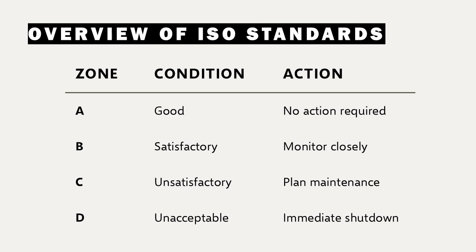Alarm limits are typically defined in terms of overall vibration velocity, mm/s, or displacement, with zones indicating normal, alert, and danger levels. For example, Zone A represents acceptable vibration, Zone B suggests caution, Zone C indicates unsatisfactory conditions, and Zone D signals immediate corrective action. These standards offer a universal framework, enabling consistency across industries and simplifying communication between maintenance teams and equipment manufacturers.